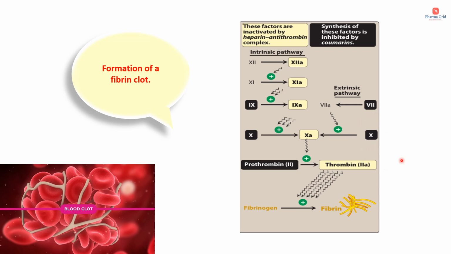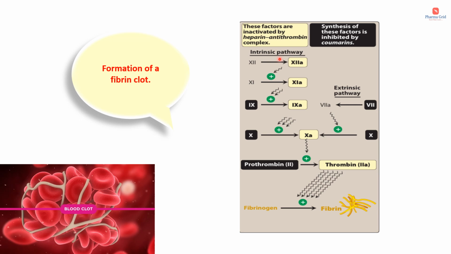Factor 7 is present in the blood and requires vitamin K to be activated. Meanwhile, the intrinsic pathway begins when factor 12, also known as the Hageman factor, is exposed to collagen, kallikrein and high molecular weight kininogen and is subsequently activated. So this is how the intrinsic pathway gets activated.